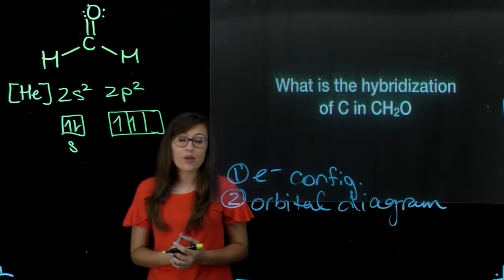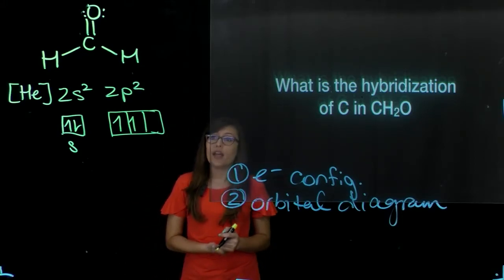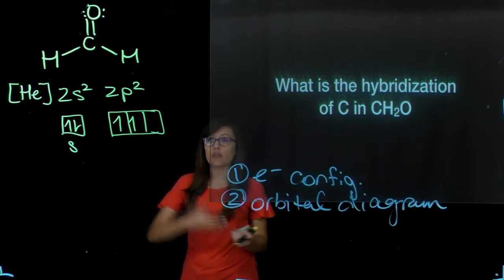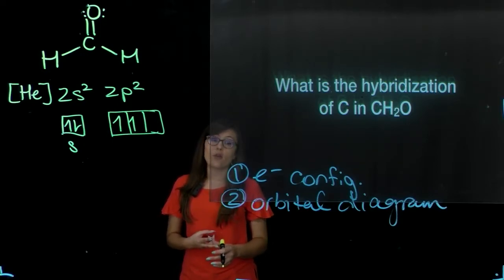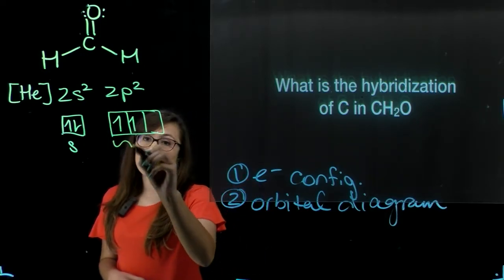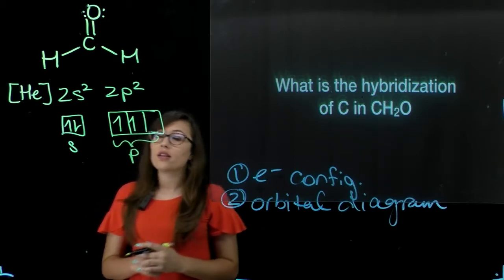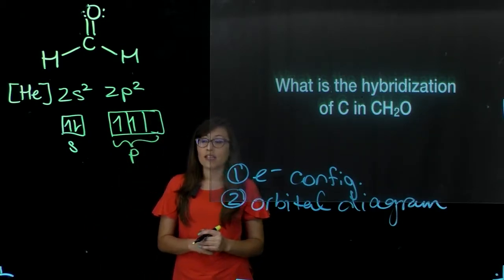Hello and welcome back. We're going to continue on with hybridization, and we're going to be looking at the hybridization of carbon in the following molecule. Remember, the first thing that you should always write out is the electron configuration, followed by the orbital diagram. So for the case of carbon, the electron configuration is helium, 2s2, 2p2. Well, once we do that, we write out the orbital diagram.